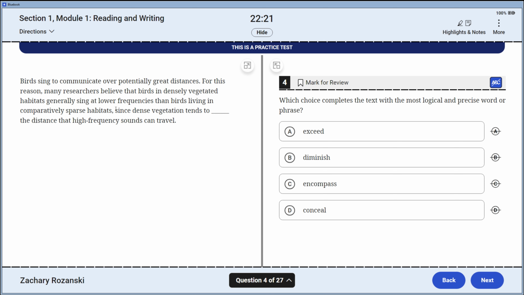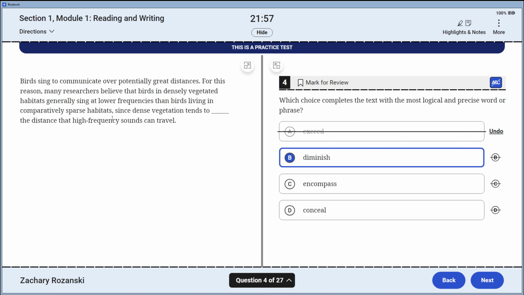As I look at the previous one, since this is going to be cause and effect, I look for this. Birds in densely vegetated habitats generally sing at lower frequencies than birds living in comparatively sparse habitats. Sense, tends to, I don't really know what it would be. As I look at these options, it really is just word choice. It's hurting it. None of these are positive. Maybe this one, but it's not like it's playing an opposite game of how vegetation can encompass it. It just can stop, can diminish, can bring down. But I don't really know of a signal element or context clue for this one.